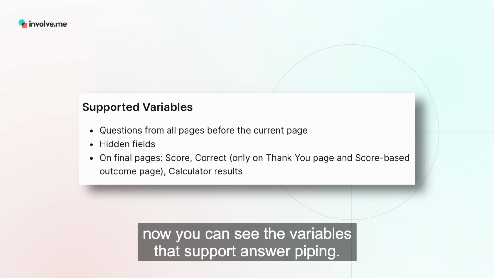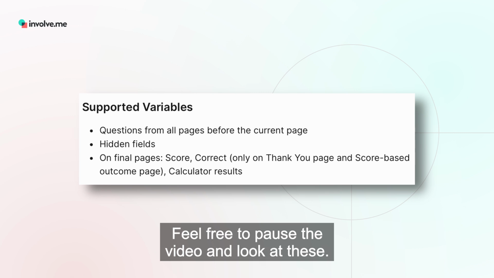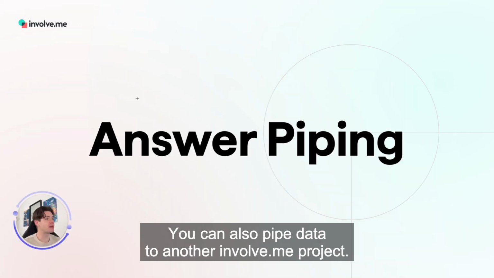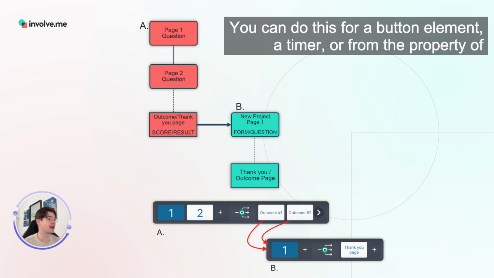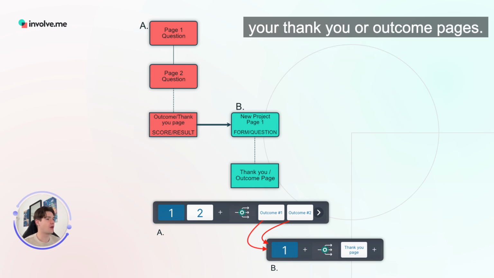On your screen right now, you can see the variables that support answer piping. Feel free to pause the video and look at these. You can also pipe data to another Involve Me project. On screen right now, you can see a diagram of how this actually behaves. You can do this for a button element, a timer, or from the property of your thank you or outcome pages.